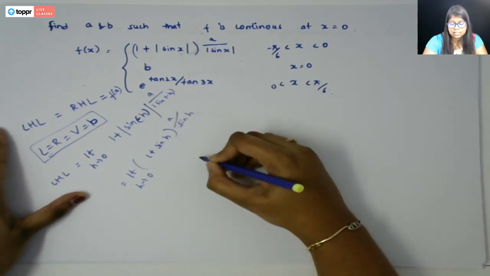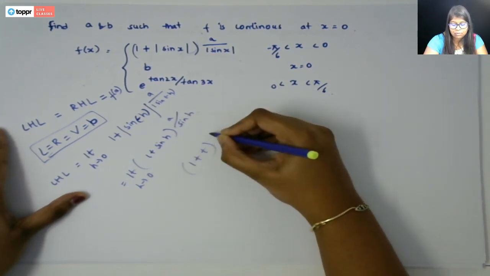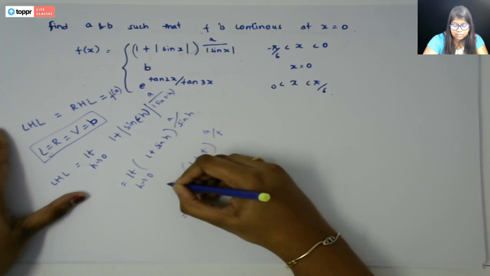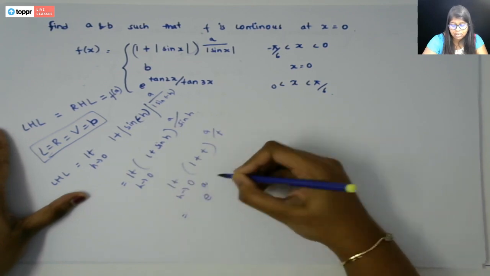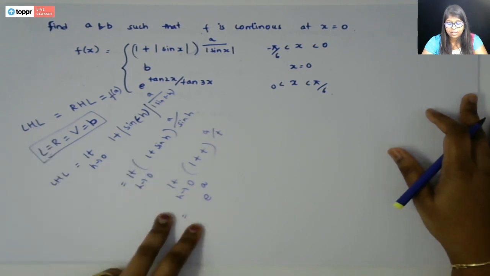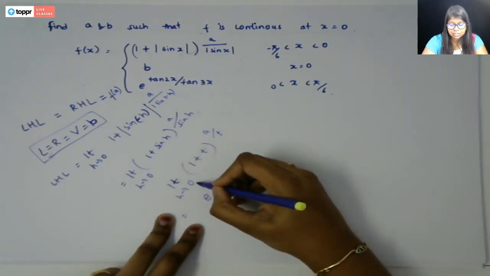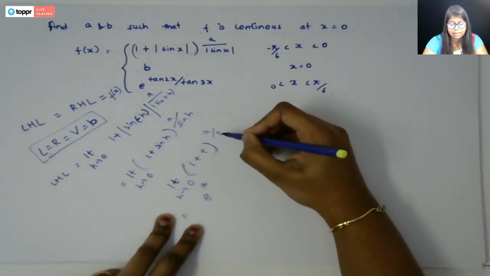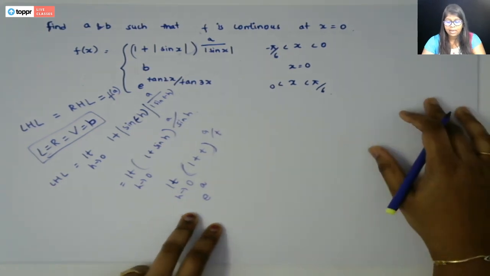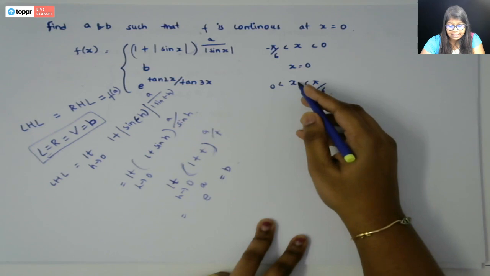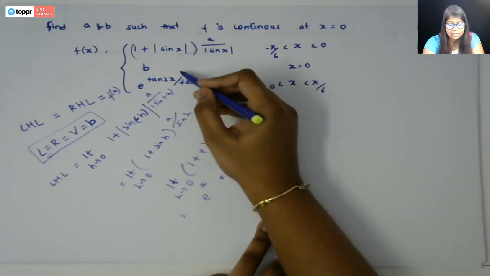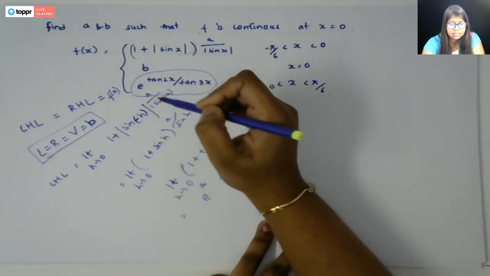It's in the terms of (1 plus t) whole power a by t. We already know that the limit as t tends to 0 of (1 plus t) whole power 1 by t is e, so the limit of this function is e power a, which is nothing but b. Now, for x greater than 0, we would be considering this function.